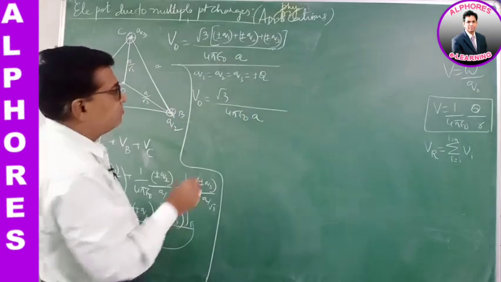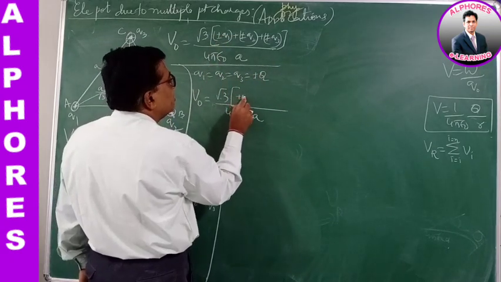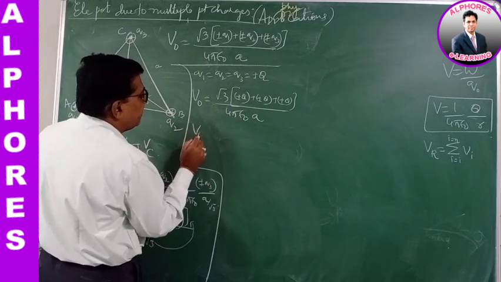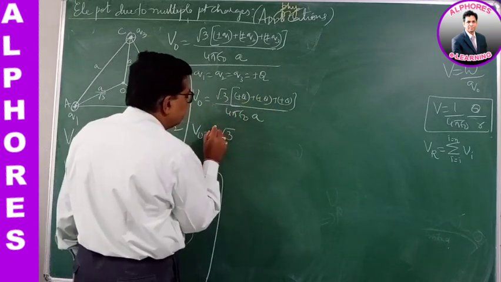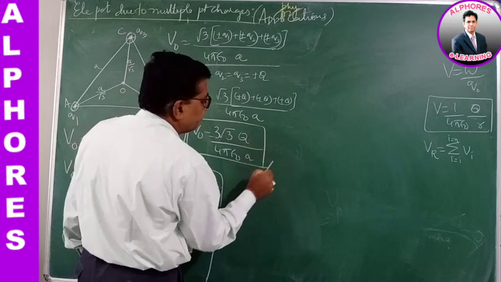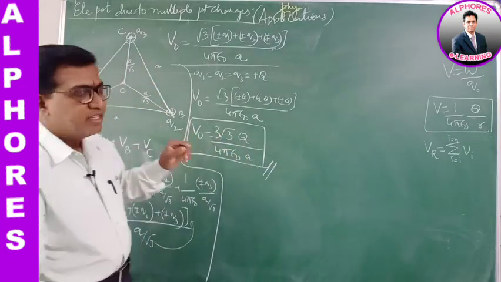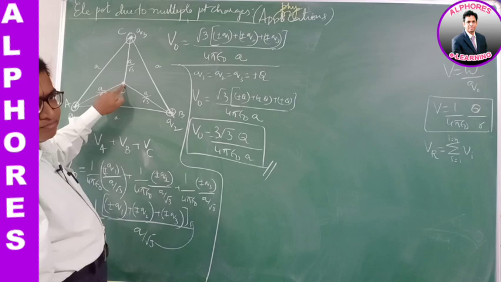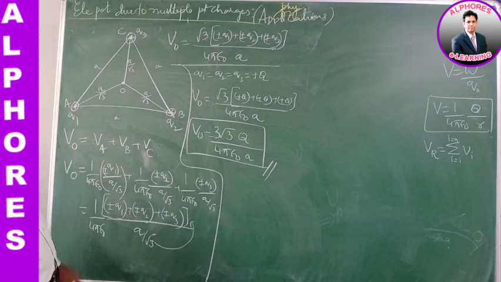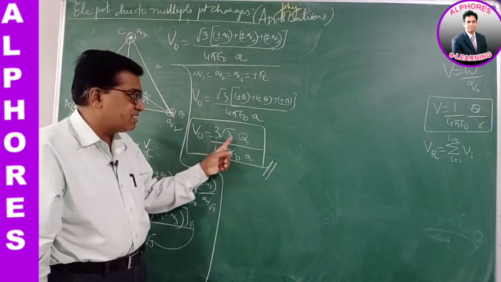The distance and the constant remain the same. Now the charges: Q1 is capital Q, Q2 is capital Q, Q3 is capital Q. All three are equal, so plus Q, plus Q, plus Q. So finally we get root 3 into Q plus Q plus Q, which is 3 capital Q by 4 pi epsilon naught A. This is the potential, 1 by 4 pi epsilon naught, charge by distance, giving 3 root 3. This is the resultant potential at the centroid, due to the three charges at the vertices of an equilateral triangle. So this way you are going to find the potential. If there are 3 charges, the potential at the centroid is like this.